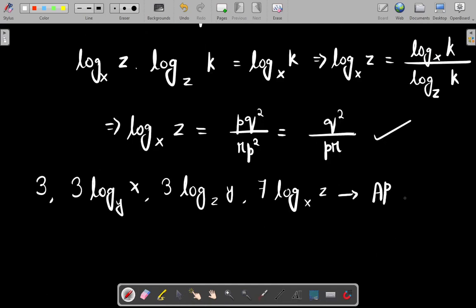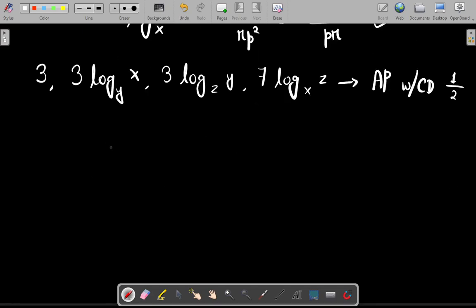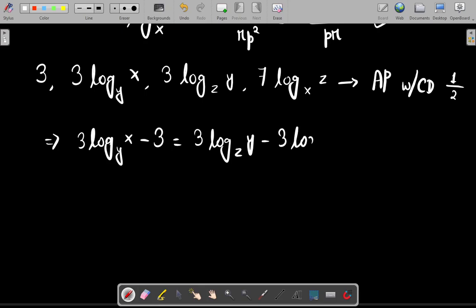These four terms are in AP with common difference half. So this implies the second term minus the first term, that is 3 log x base y minus 3, will be equal to the third term minus the second term, that is 3 log y base z minus 3 log x base y, will be equal to the fourth minus the third term, that is 7 log z base x minus 3 log y base z, and each of these differences will be equal to half.